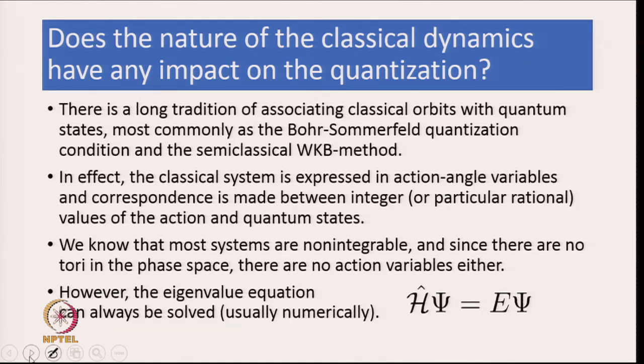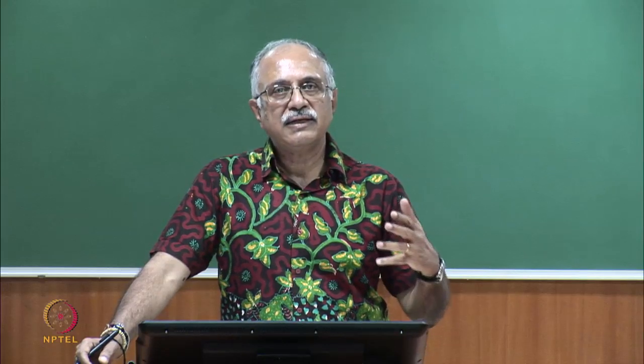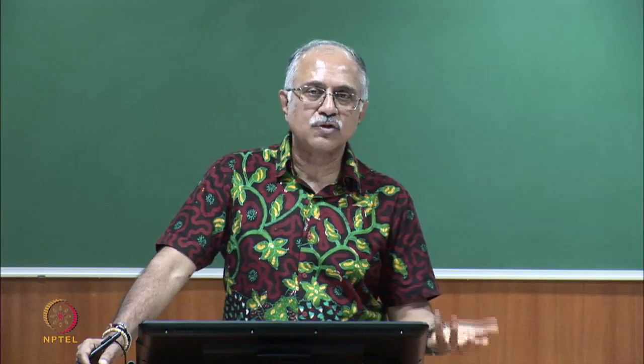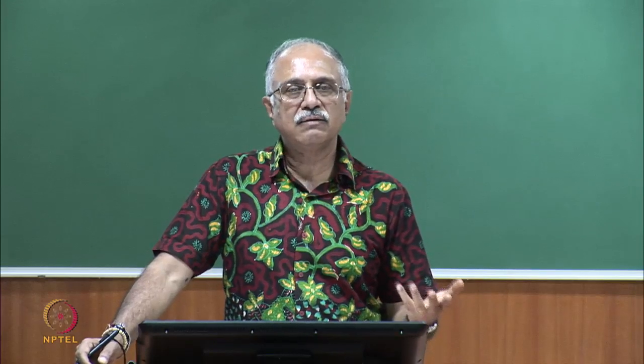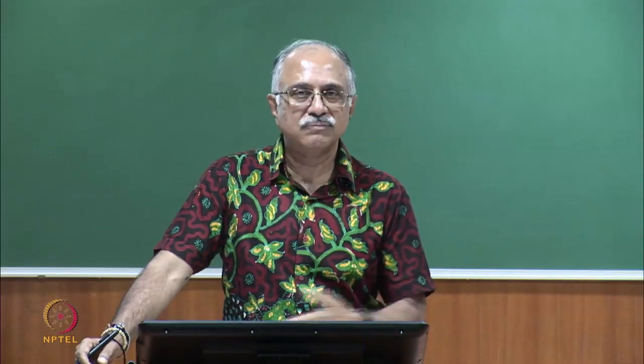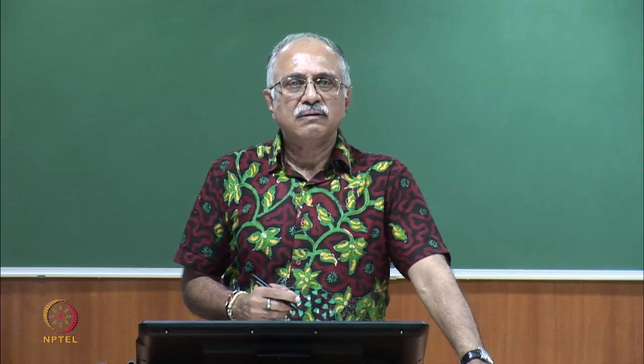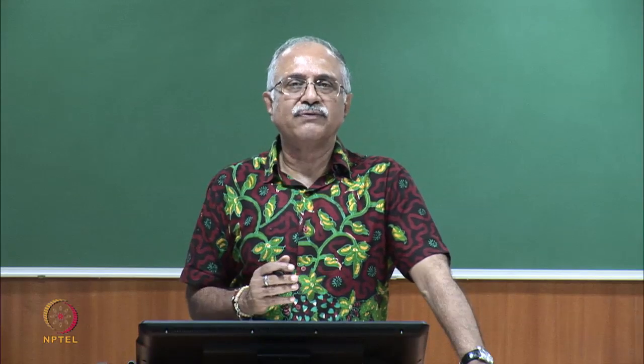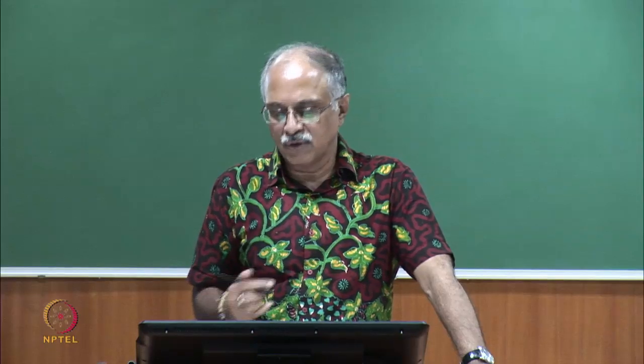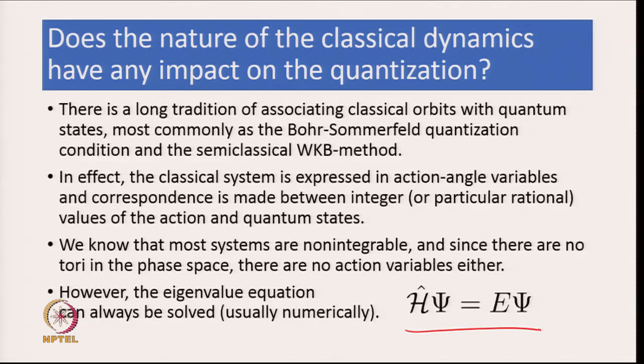This is the discussion we have had in the last 2 lectures. And if there are few tori or no tori in the phase space, then there are no action variables that you could construct easily anyhow. However, you can take a completely different view of quantum mechanics and say that the quantum Schrödinger equation, H psi equals E psi, can always be solved. Even if it's a numerical solution, you can always solve the quantum equation and get the associated eigenvalues and eigenfunctions.